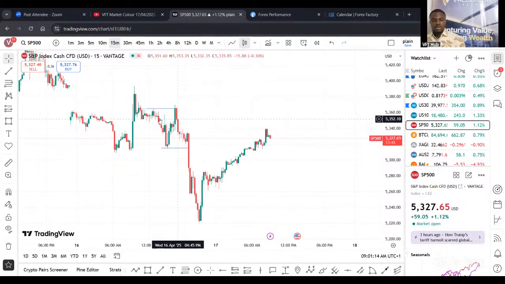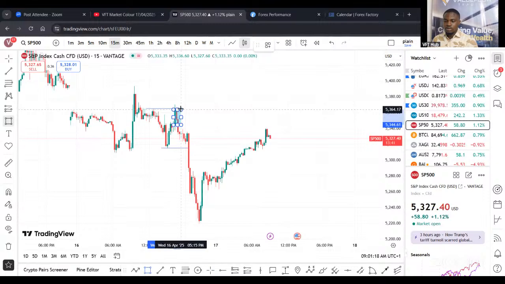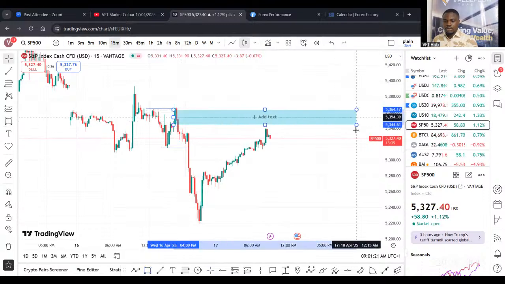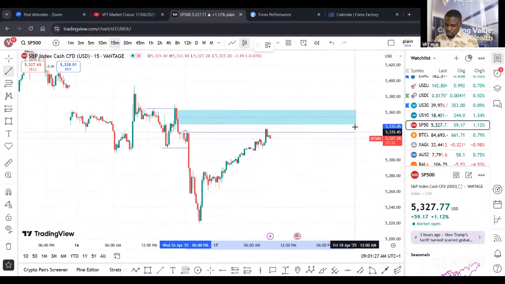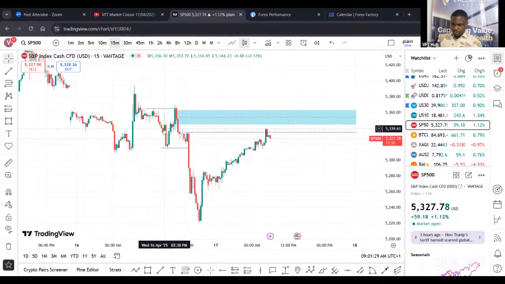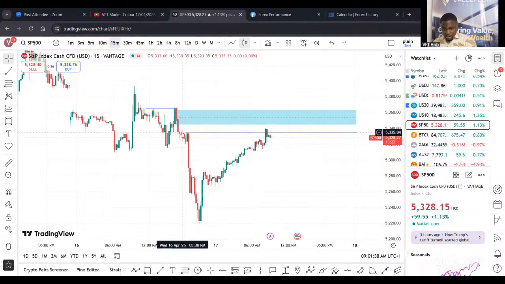And what next? We have another block just above here, and then this one serving as liquidity, right? There's a fair value gap in it here, but this candle here has tested into it once. It can still go back into that. Let me mark it out so that you understand what I'm trying to say.